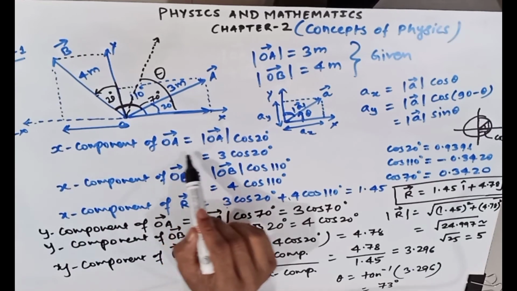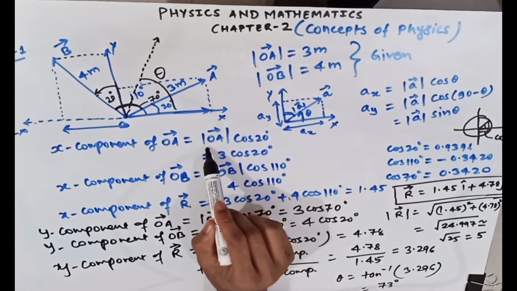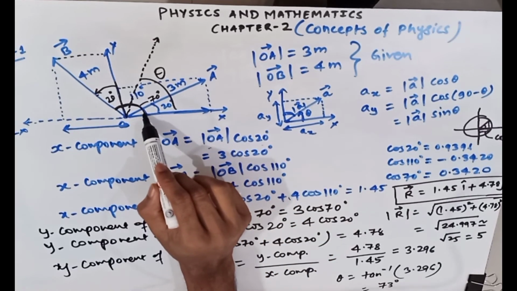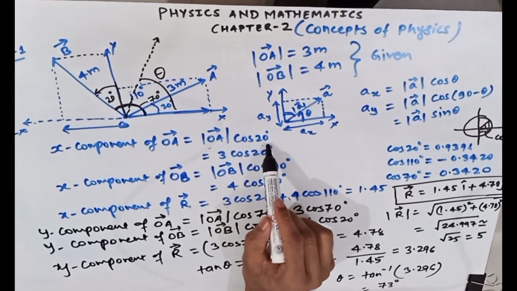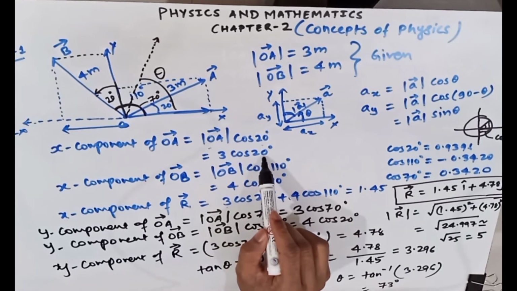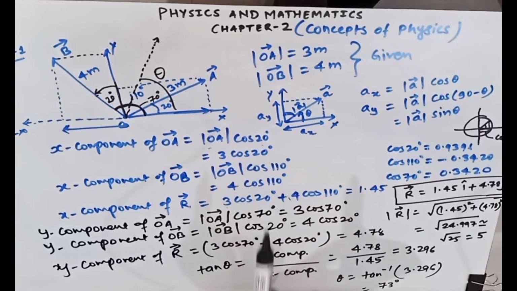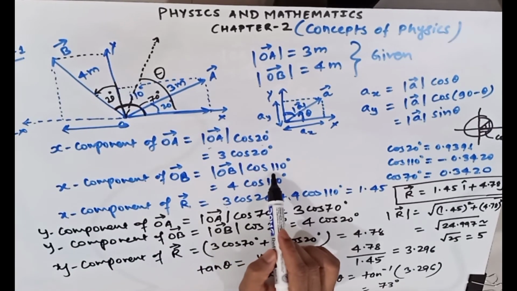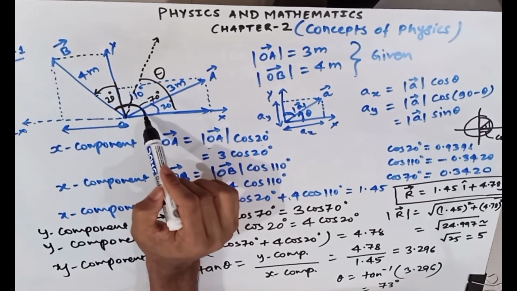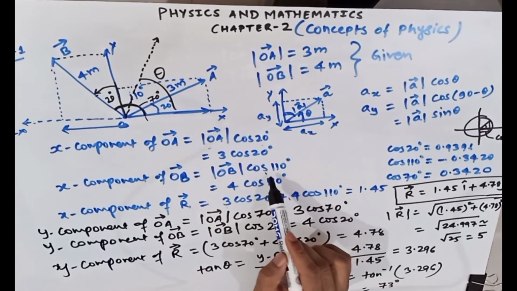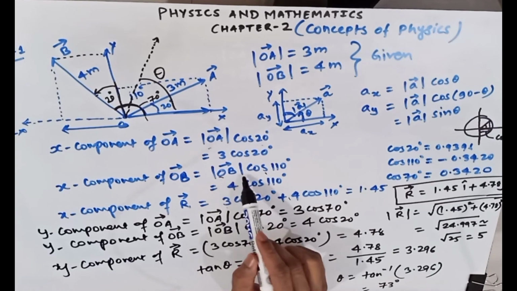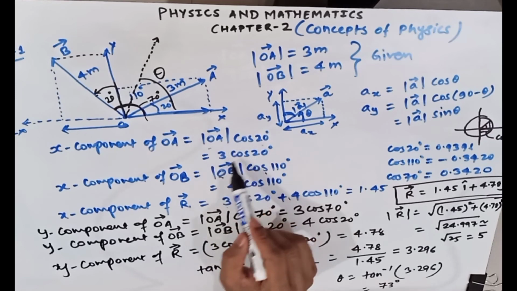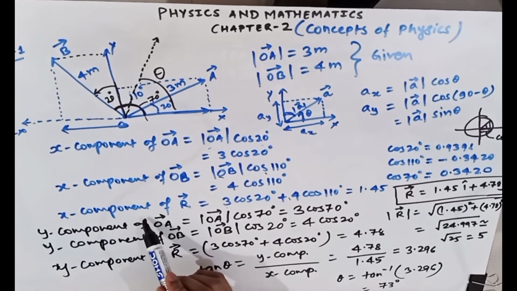So this is the x component. The x component is nothing but the magnitude of vector OA times the cos of the angle made with the x-axis. Here it is making an angle of 20 and the magnitude is given as 3, so it is 3 cos 20. Similarly, the x component of OB is the magnitude of OB times cos of the angle made with the x-axis. OB is making an angle of 110 degrees, so we are taking it as it is. The magnitude of OB is 4, so 4 cos 110. So we have calculated the x components of the respective vectors, so that we can directly add them up.